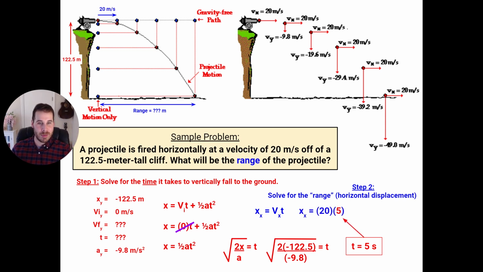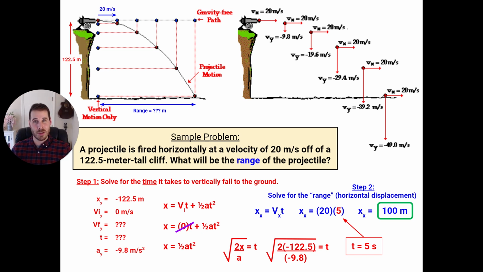I have those two variables. The constant velocity in the x direction is 20 meters per second, and I figured out that it's going to take 5 seconds to fall, which means it's also going to take 5 seconds to move across. So 20 times 5 means my final answer for the range of the projectile is 100 meters. Now that took me a little while to solve that problem because I was explaining it, but when you're doing this on your own, you'll be able to progress through problems like this much faster.